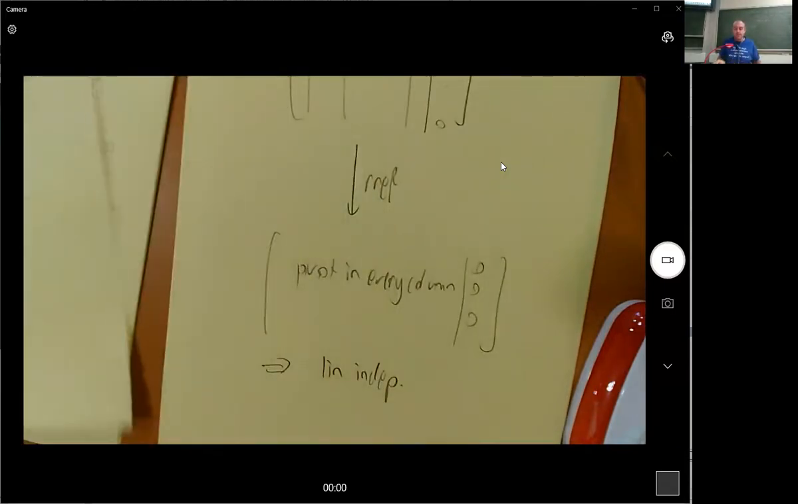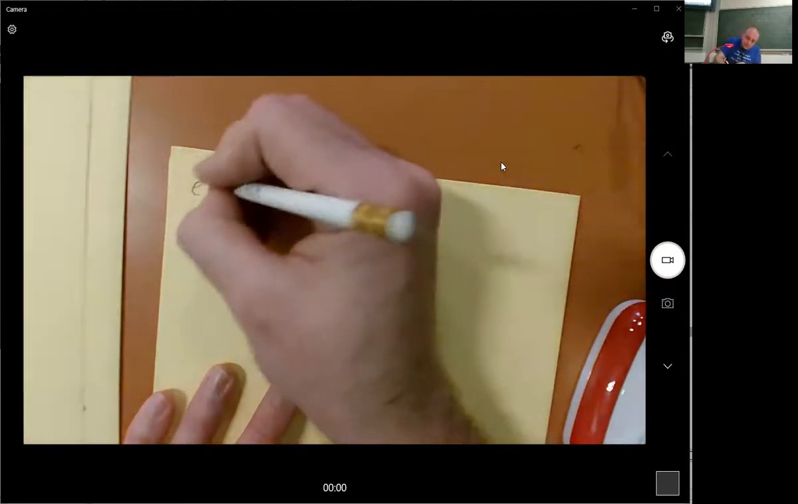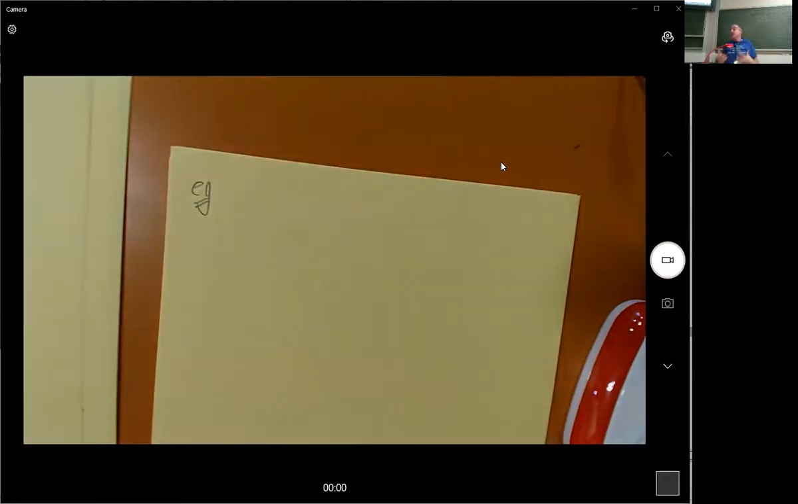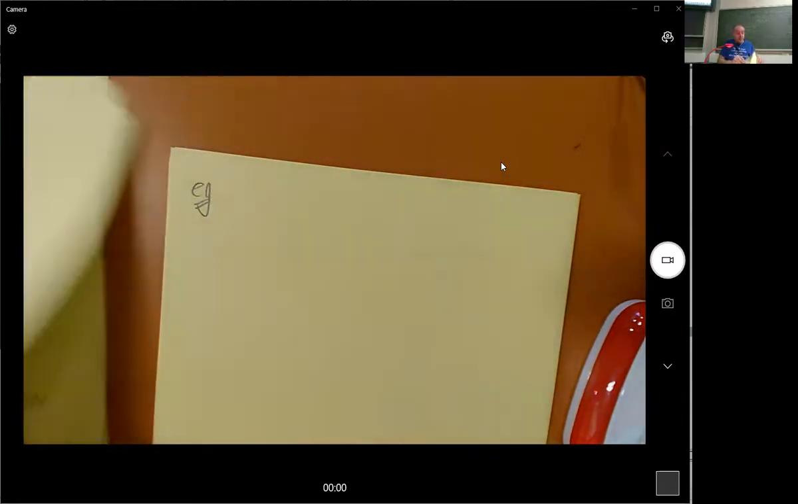So, one final thing. No, just going to do an example. I'm going to find a basis in two different situations. So, you know how I said there are three different ways to describe a set?